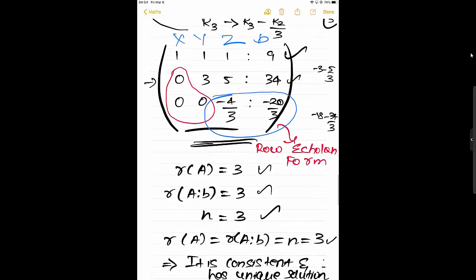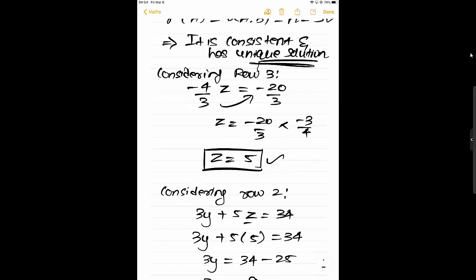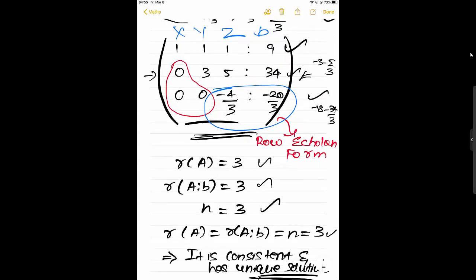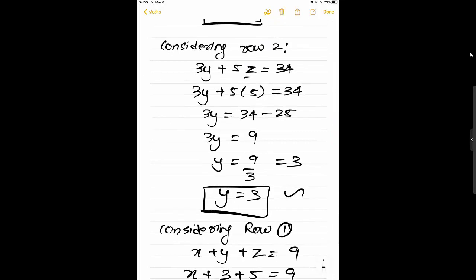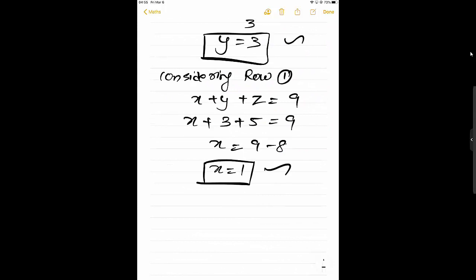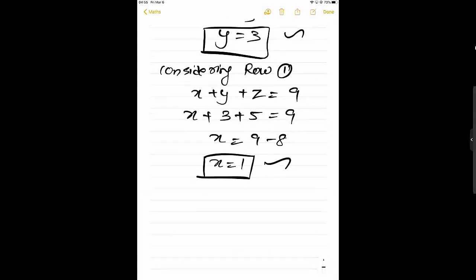Then by considering the third row, minus 4 by 3 z equals minus 20 by 3. From this you can find the z value. By considering the second row, you can form the equation and find the y value. By considering the first row, you can substitute y and z and find the x value. Hope you understood how to solve the system of linear equations for unique solution.